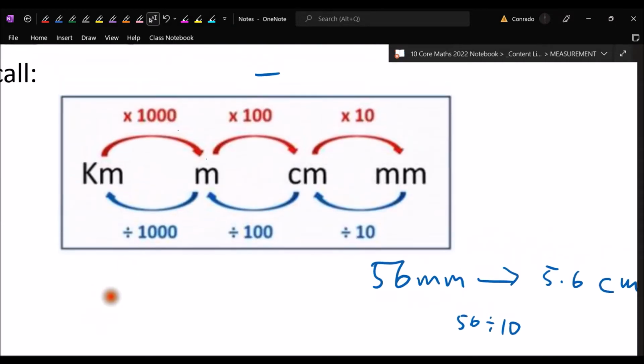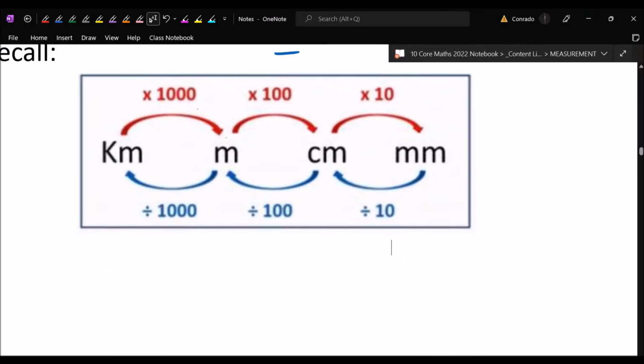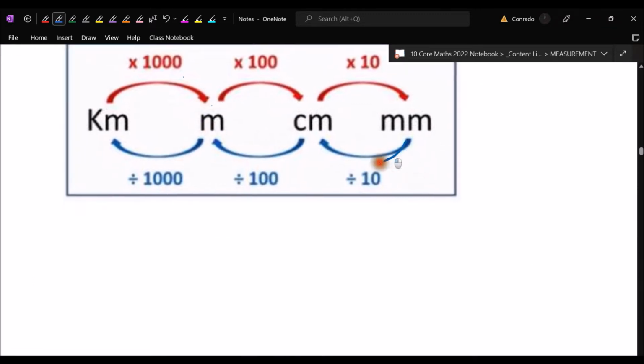I'm going to do one more example. Let's say I want to go from millimeters to meters. What am I going to do then? It's going to be the same principle when you're transforming meters to millimeters or kilometers to centimeters. So what I'm actually doing is taking more than one step to go from one unit to the other. If I want to go from millimeters to meters, I have to divide the number by 10, and then after that, divide it by 100.